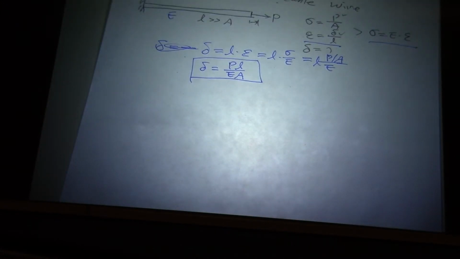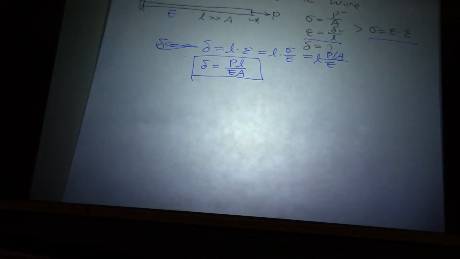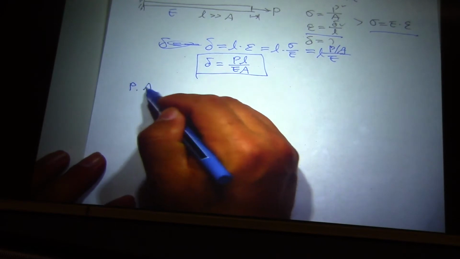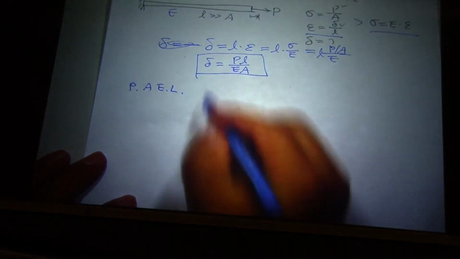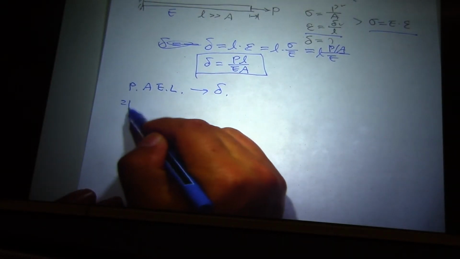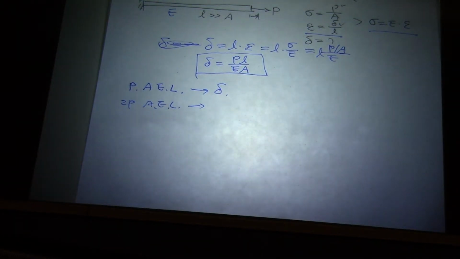Second one, I want to do a little twist of your mind, give your judgment, your feeling, on how this relation links things together. Here's my quiz question. If I have this bar, and you have a load P applied, with A, E, L, you all know, you get this elongation delta. Now, what if I have the same bar, but somehow I double the load, so I have 2P, with the same A, E, L. How much elongation are you going to get?